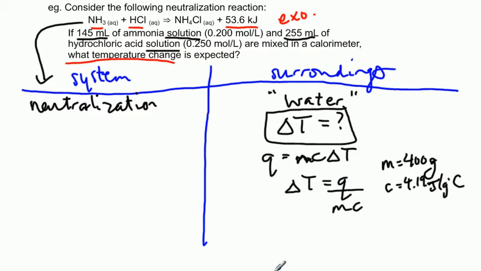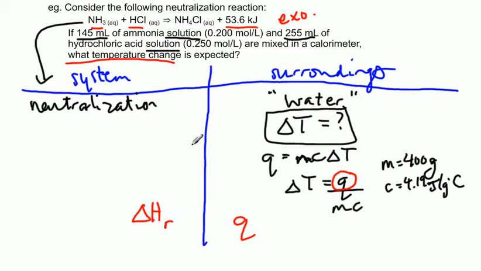Q is the missing link here. We do not have Q, so we cannot calculate a temperature change without Q. Much like the previous example, we were going to relate Q to delta H for this reaction.